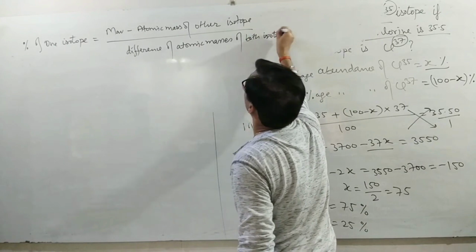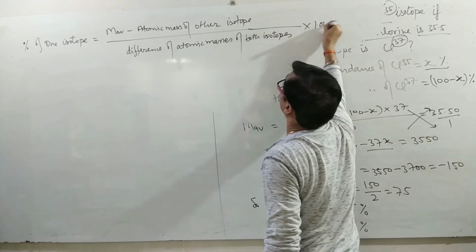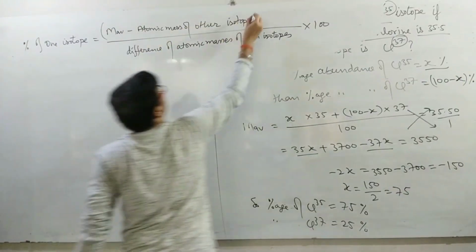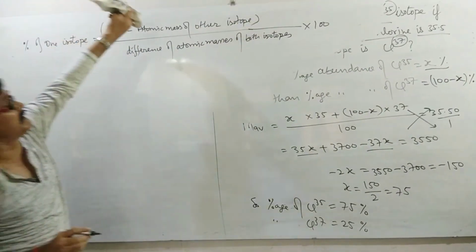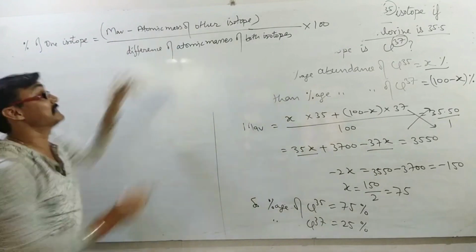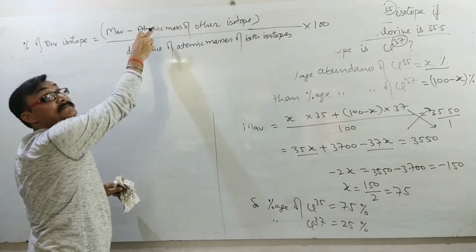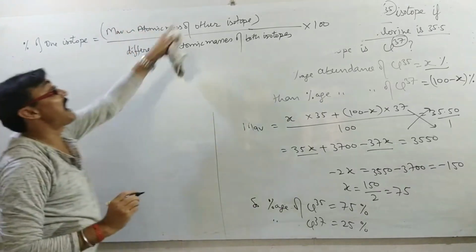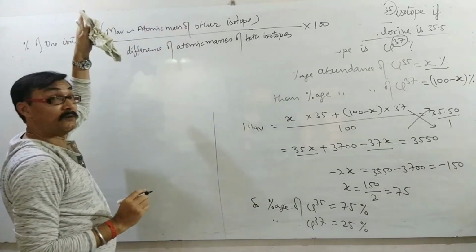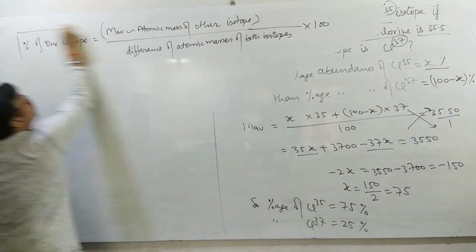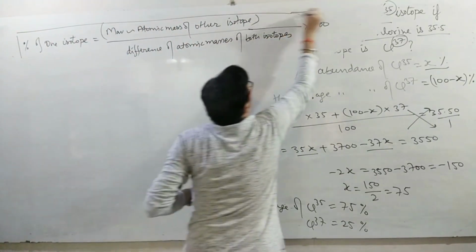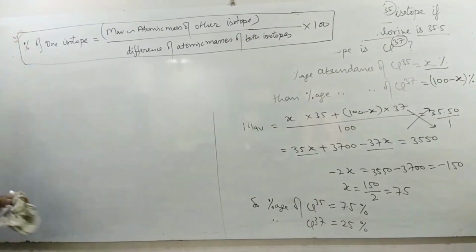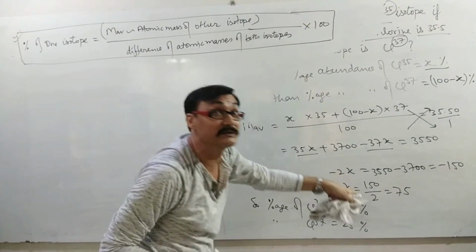But this trick is applicable only when there are only two isotopes. And here it is also a difference between the average mass and the atomic mass of the other isotope. It is not direct subtraction. It is a difference, that is higher value minus lower value. You have to remember this trick, this formula, in case of such questions. Then if you learn this, you can solve such questions in a few seconds.